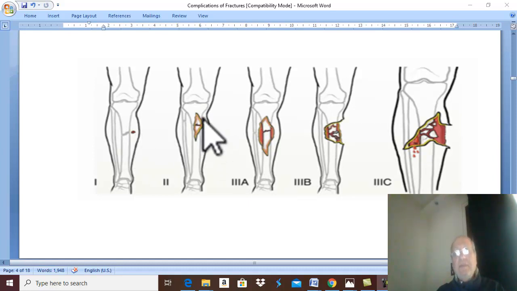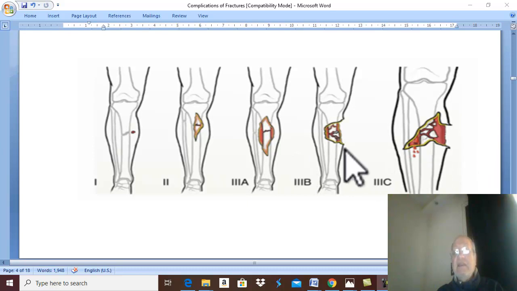Gustilo grade 2. There is a wound from 1 centimeter to 10 centimeters in size, with moderate tissue damage and moderate contamination. Therefore, moderate contamination, moderate tissue damage, size from 1 centimeter to 10 centimeters. This is Gustilo grade 2.